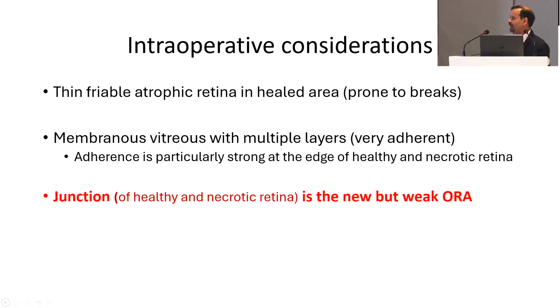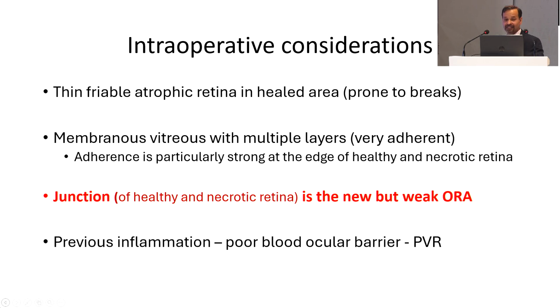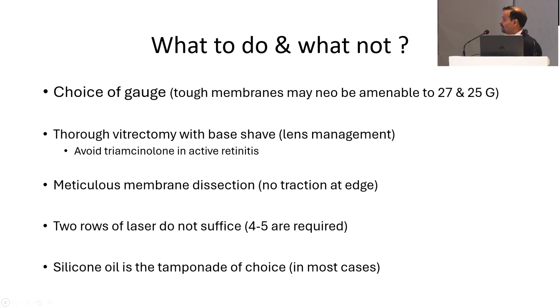So I would like to put it in this way. In fact, this junction of healthy and necrotic retina is a new ora serrata, but it is a weak one. We take our ora serrata as the strongest attachment, but remember, here it is a weak ora. Lastly, because there has been previous inflammation, there is a poor blood-ocular barrier, and these eyes are very prone to PVR even with the mildest of intraocular manipulations.